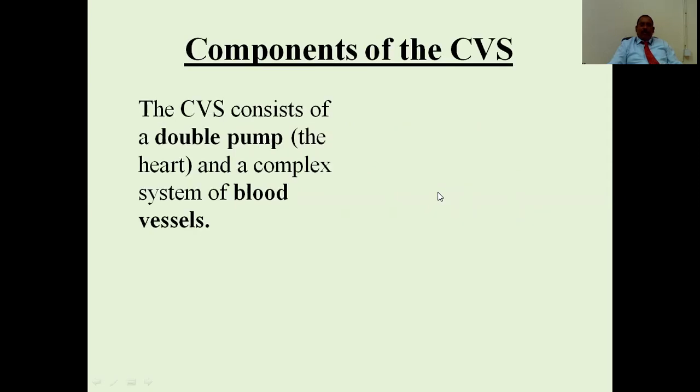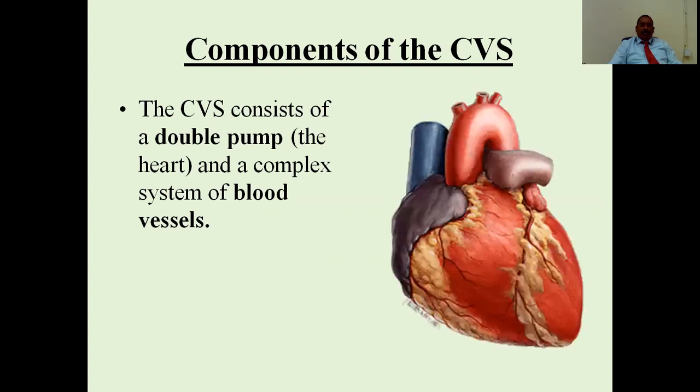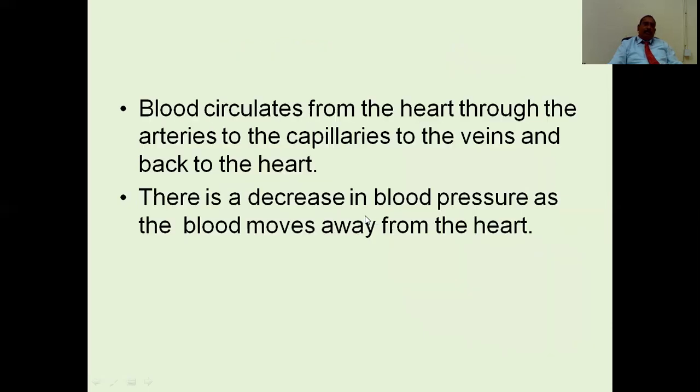So, what are the components? Let's see the components of the cardiovascular system. It consists of a double pump and a complex system of blood vessels. Here in this picture, you can see this is the ventricle. The blue thing is the atrium, this is the arch of aorta, and this is the superior vena cava. Blood circulates from the heart through the arteries to the capillaries to the veins and back to the heart. There is a decrease in blood pressure as the blood moves away from the heart.